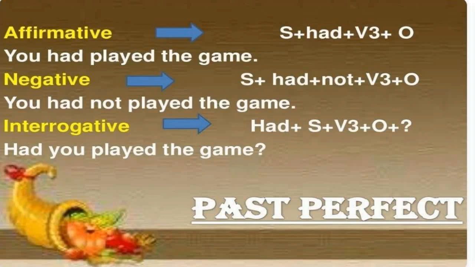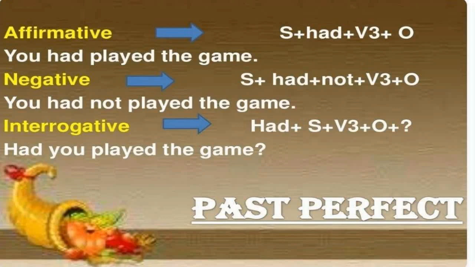So you have played the game. You had played the game. You had not played the game. Had you played the game? Over here, in order to make any sentence into an interrogative sentence, a questioning one, we just simply put the helping verb in the beginning. Over here, had is the helping verb, that is why we are using it in the beginning.